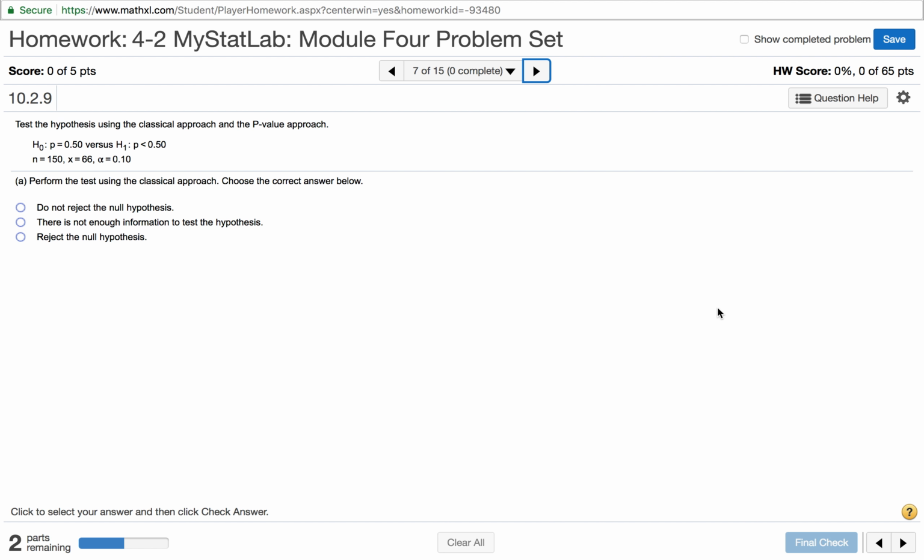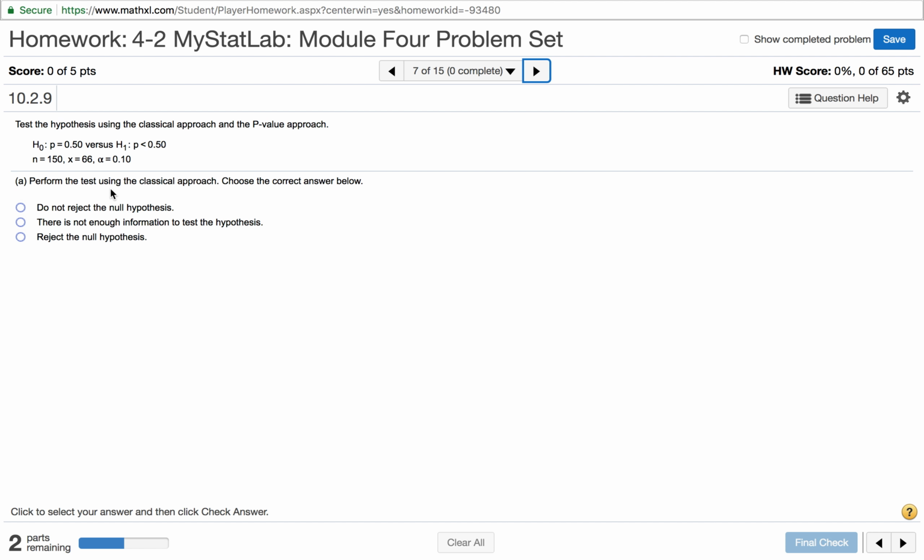This is a video for homework 4, problem 7, also known as 10.2.9. What they're asking you to do here is to use technology, probably the easiest way, to test a hypothesis using both the classical approach, which is with your z-scores, and what's called the p-value approach. Both of these can be done in StatCrunch pretty easily with the same nice little test, okay?